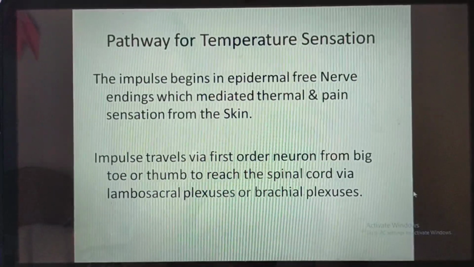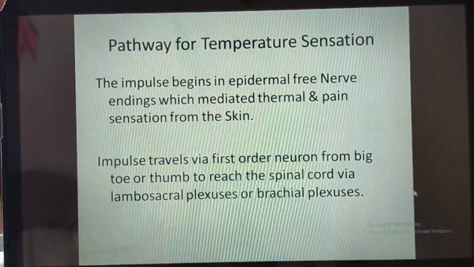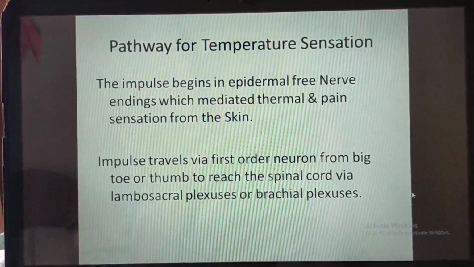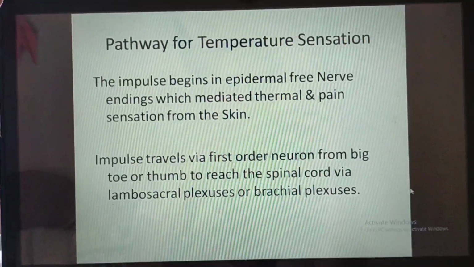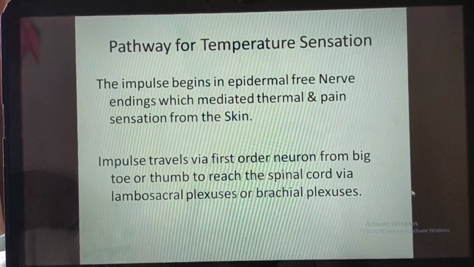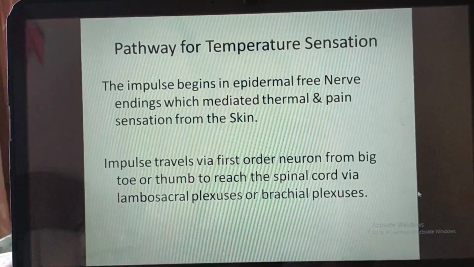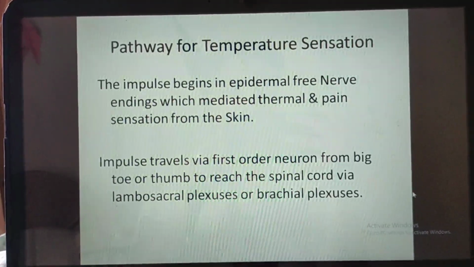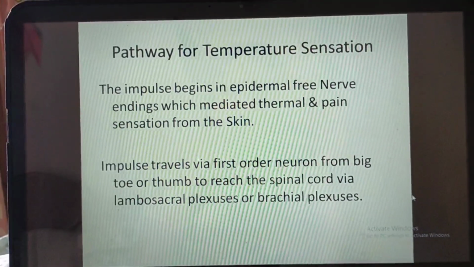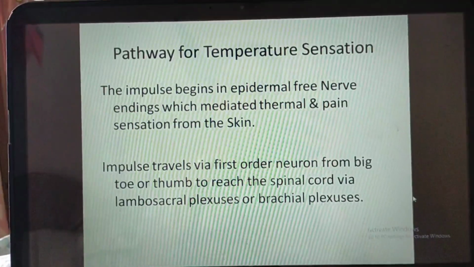First, the impulse begins in the epidermal free nerve endings, which mediate thermal and pain sensation from the skin. Impulse travels via first order neuron from big toe or thumb to reach the spinal cord via lumbosacral plexuses or brachial plexuses. It means if an impulse travels via first order neuron from big toe to reach the spinal cord via lumbosacral plexus, and if it is from thumb, it will reach to the spinal cord via the brachial plexus.